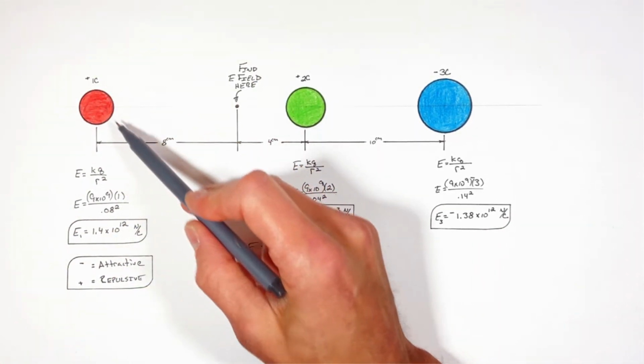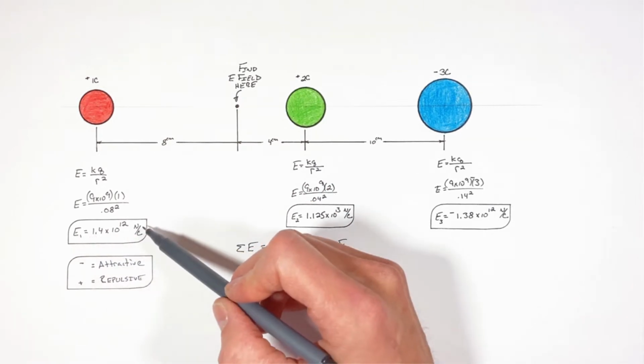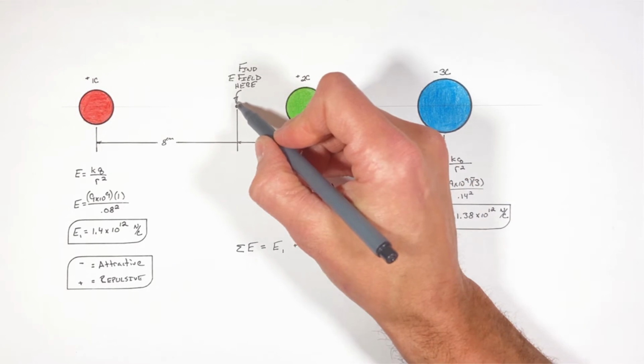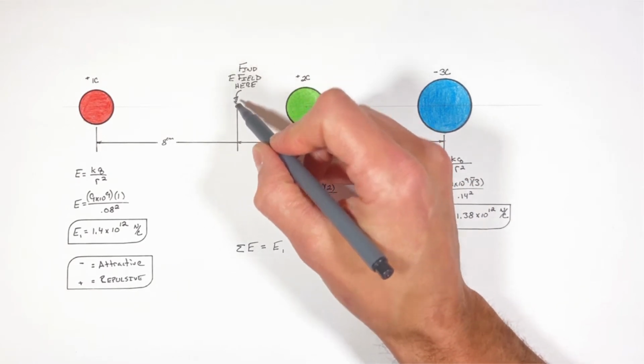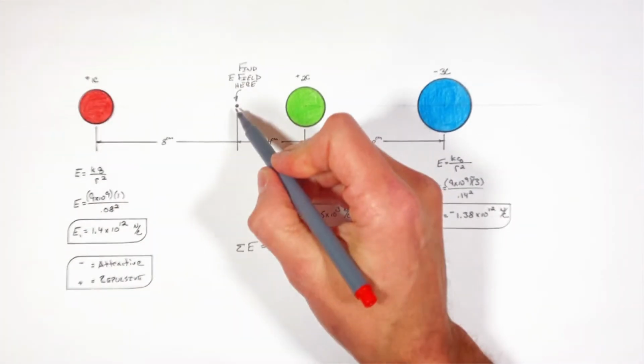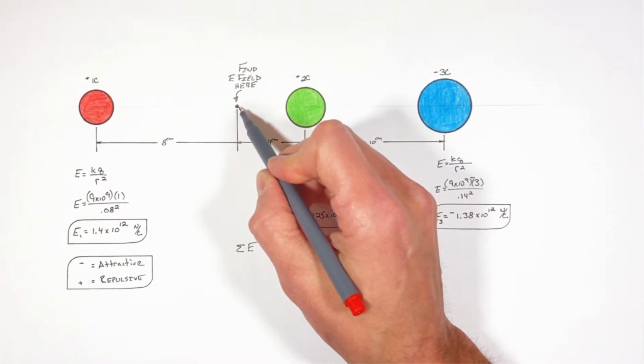See, this 1 coulomb charge is producing an electric field which is repulsive at this point right here. That is to say, if I was to stick a positive charge right here, that positive charge would be pushed away from this 1 coulomb charge. Or to show this as a vector, the electric field is to the right.